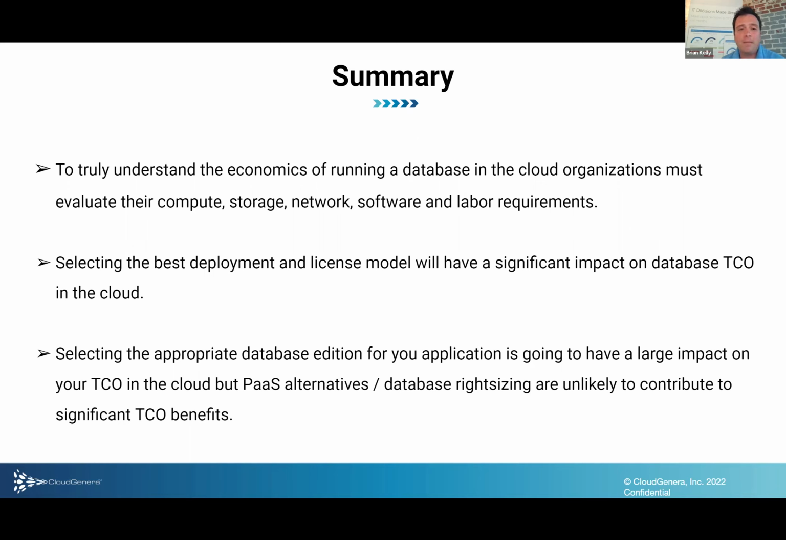But the PaaS alternatives and the database right sizing are unlikely to contribute significantly to TCO benefits. And again, PaaS may be justified by productivity. It may be justified by reduced risk. There are several examples of where that's the case, especially if you've accumulated technical debt around an operating system. But rarely is it going to be the thing that moves the needle on TCO.